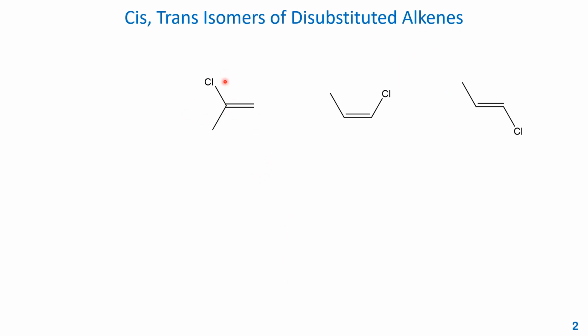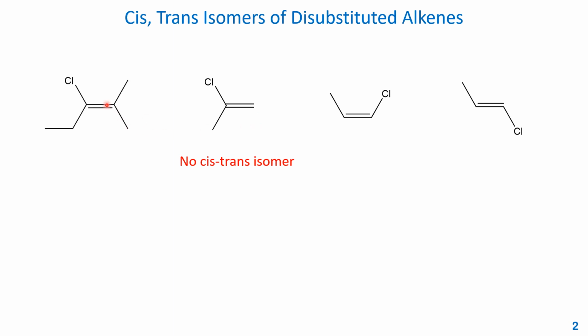We still use the disubstituted alkene as an example. This is 2-chloropropene. There are 3 isomers, and for this first isomer, there's no cis-trans isomer. Why? Because one of the vinylic carbons has the same attachments, 2 hydrogens, which I didn't draw. That's the same. And that's general. If you have any alkene, if at least one of the vinylic carbons has the same attachments, then there's no cis-trans isomer.